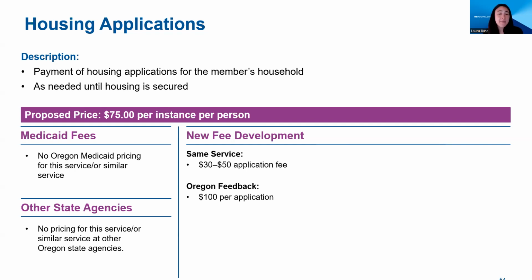And we also received some feedback that application fees could be as high as $100, though we understand that's not common. We were also made aware that the application fee applies to every adult member of the household. So in consideration of this information, we're proposing $75 per application per person. And this price would be provided for every adult member of the household to get their application fee paid under this service for every application needed until that housing is secured.